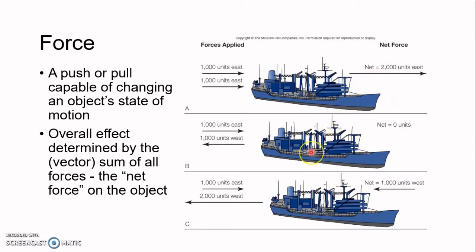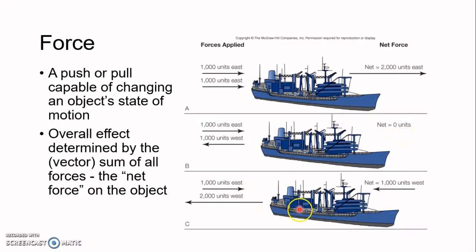Let's take the second example. The battleship is still pushing to the east with a force of 1,000 units, but now the wind is pushing the other direction with a force of 1,000 units to the west. Now each force is pushing that battleship, but the net motion is going to be zero because these two forces cancel each other out because they are in opposite directions.